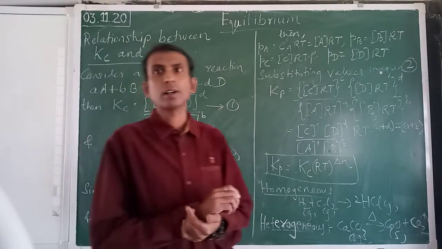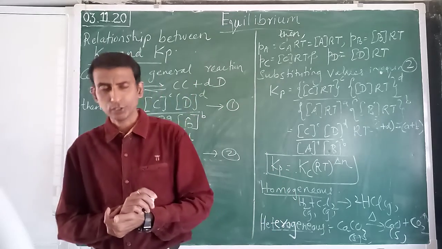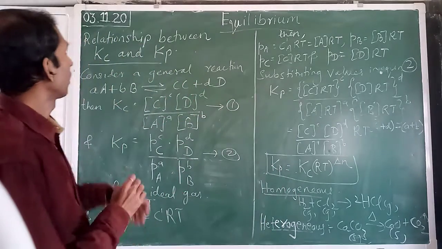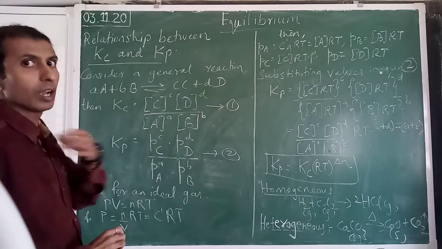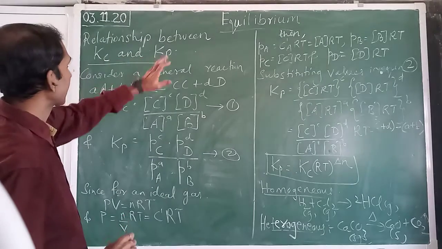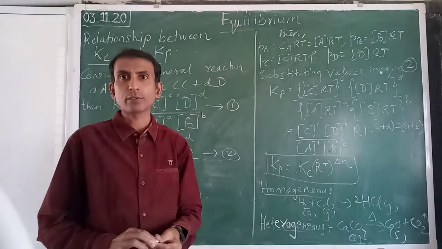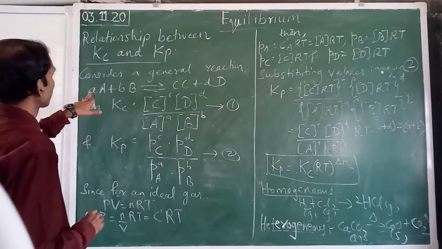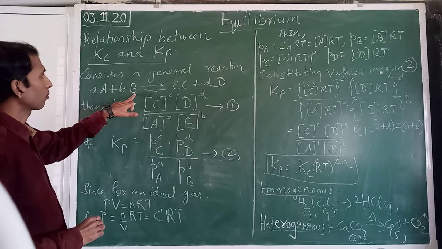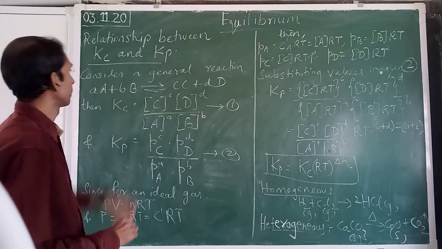So, as I have discussed in the last lecture, after the introduction of Kc and Kp, today we have to derive the relationship between Kc and Kp. For that we have to again consider a general reaction: a moles of A plus b moles of B, reversible, c moles of C plus d moles of D.